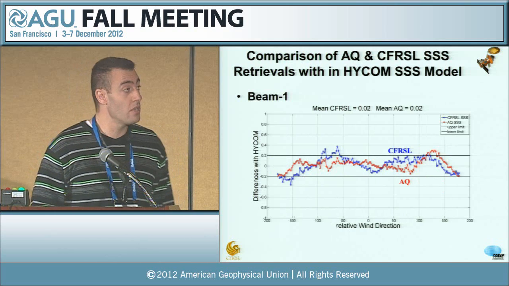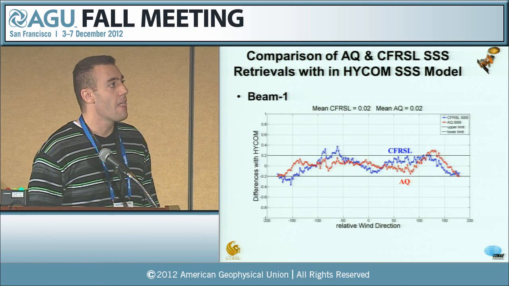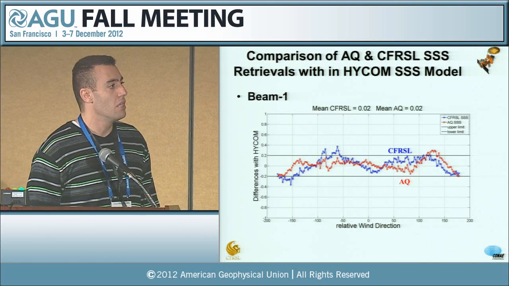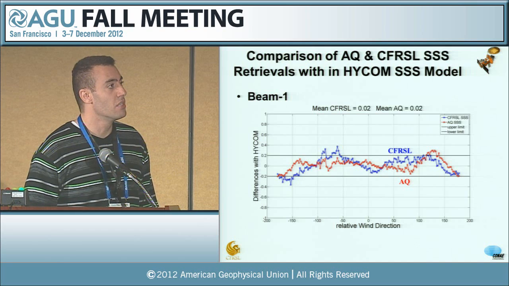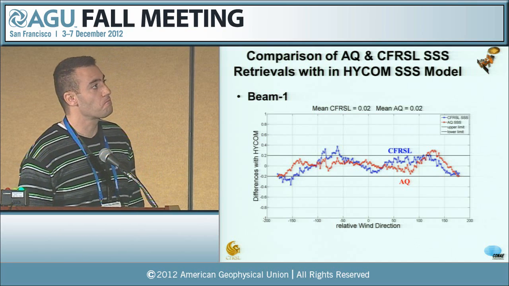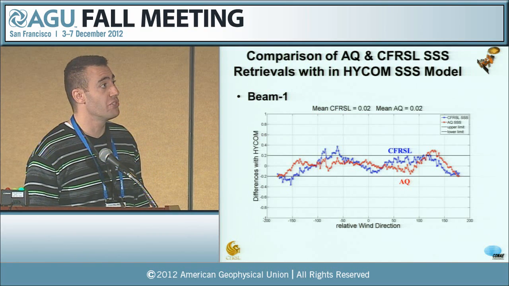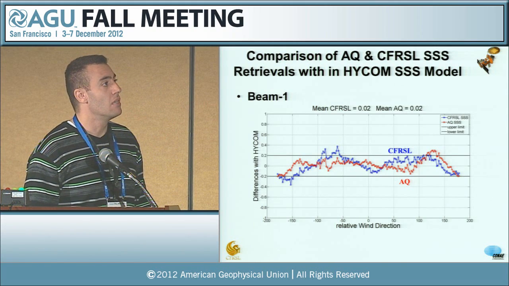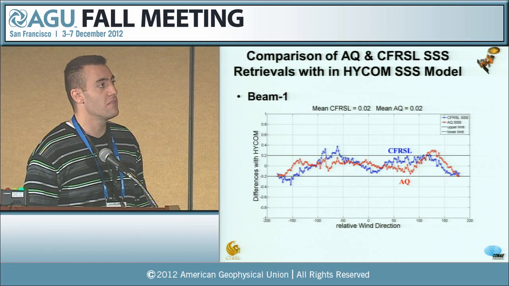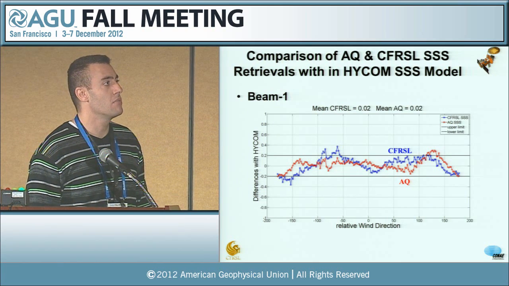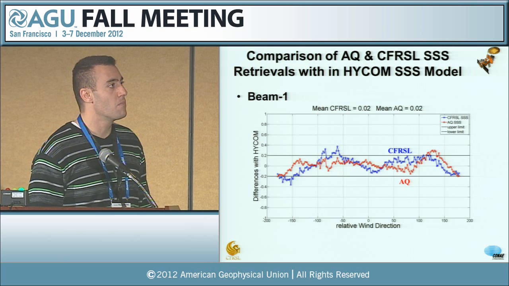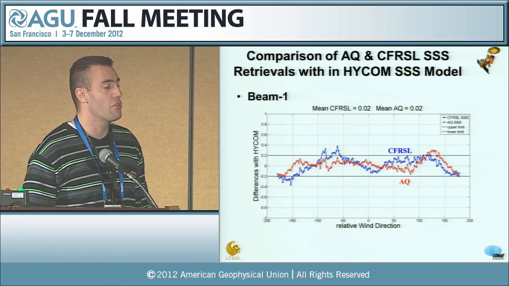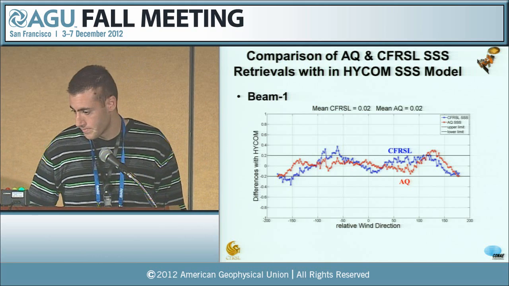Next plot, I plotted all the differences in salinity for all wind speeds from 10 meters per second and higher versus the relative wind direction. You can see, again, the lines are the 0.2 and minus 0.2 accuracy. CFRSL and HYCOM is in blue, HYCOM and Aquarius is in red. We can see a high degree of agreement within this accuracy requirement.